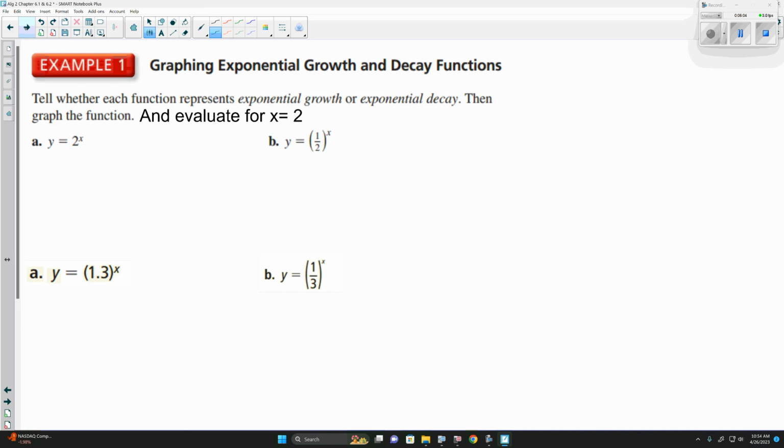First thing, tell whether each function is an exponential growth or decay. Then, evaluate for when x is 2. So the first one we're looking at, y equals 2 to the x. Is this a growth or decay? Can we say this is a growth or decay function?